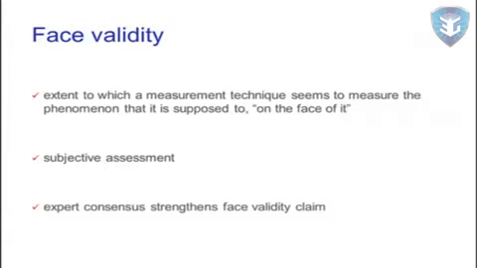It is not an empirical assessment. This subjective assessment is considered to be a stronger claim to validity if a consensus exists among experts in the field. For example, there is widespread agreement among pollsters and political scientists that the 7-point scale is a valid way of measuring party identification.